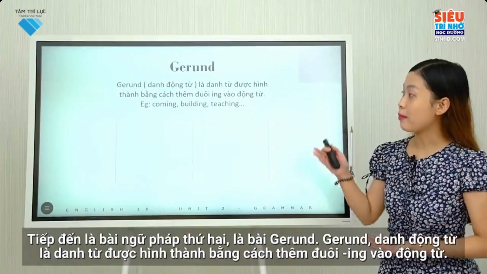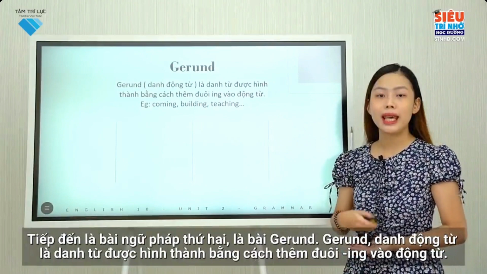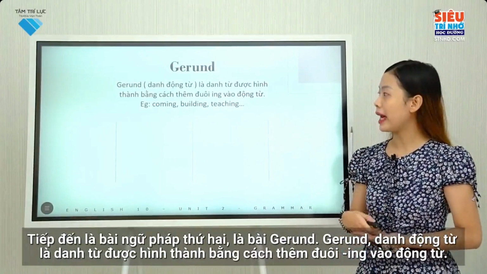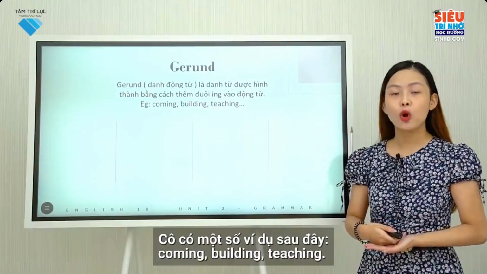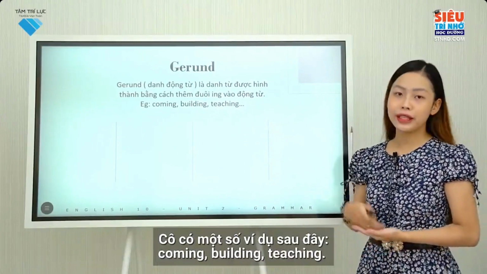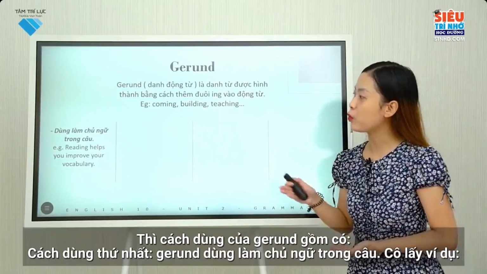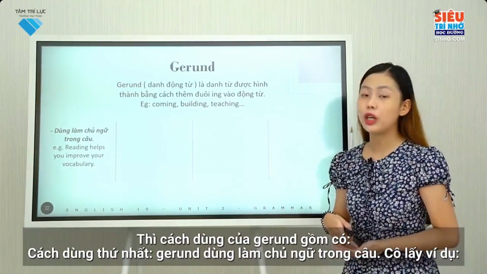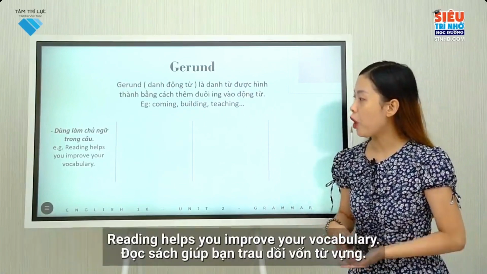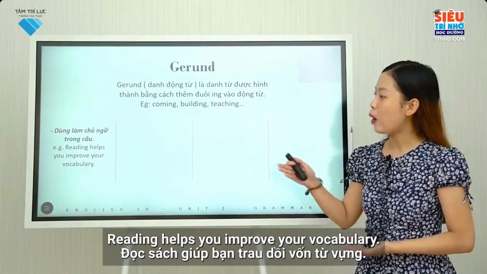Next is the second grammar point, gerund. A gerund is a word ending in ing that is made from a verb and used like a noun. I have some examples as follows: coming, building, teaching. Gerunds have some usages. First, it acts as the subject in a sentence. For example, reading helps you improve your vocabulary. It means that the more you read, the more words you know.